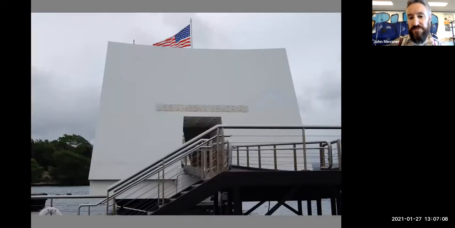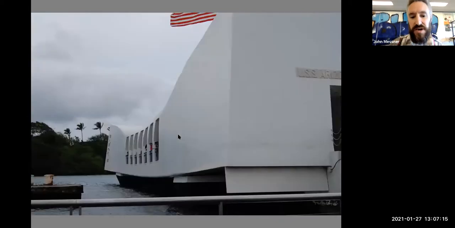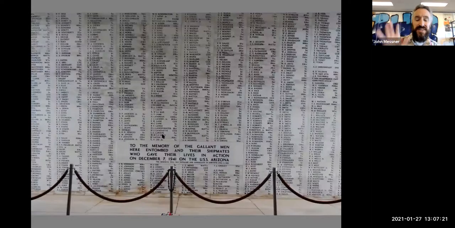And so here's when you get off the ferry boat on the dock and you're walking up into this memorial, kind of like a museum on top of the USS Arizona. And you can look out windows on the side and again, look down into the ship. And in the far end, it has the names of everyone that lost their lives on the USS Arizona. So it says, to the memory of the gallant men here entombed and their shipmates who gave their lives in action on December 7th, 1941 on the USS Arizona.